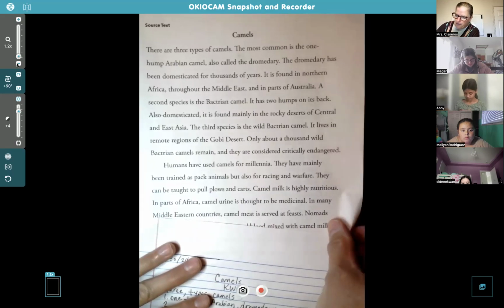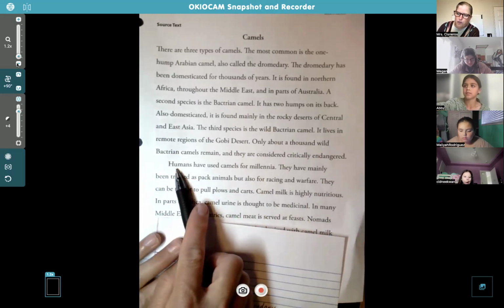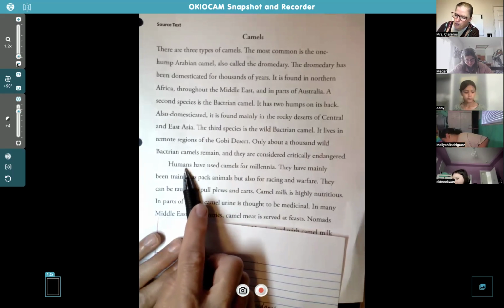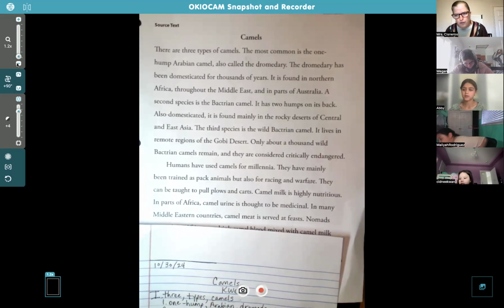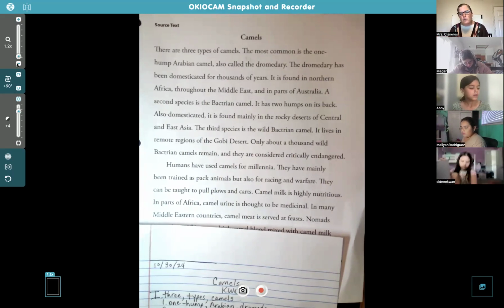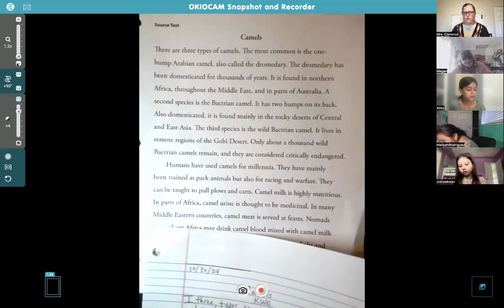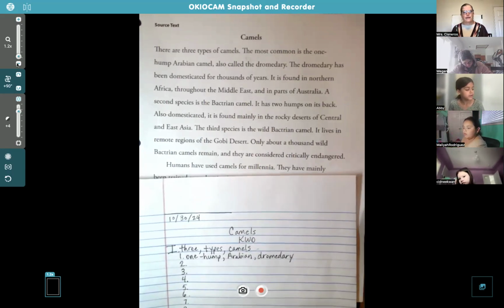And I'm going to start with Abby. Look at the first sentence of the second paragraph: Humans have used camels for millennia. Now, you can underline all the keywords if you want and circle the ones that you want to pick, or we can just talk about it. So, Abby, what do you think are 3 good keywords we could use in our keyword outline from that sentence? Humans, used, millennia. Yes. And we could put a C for camels, right? To help us remember camels.